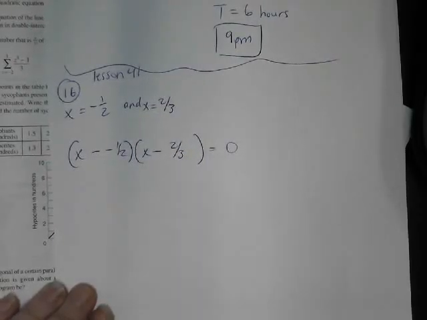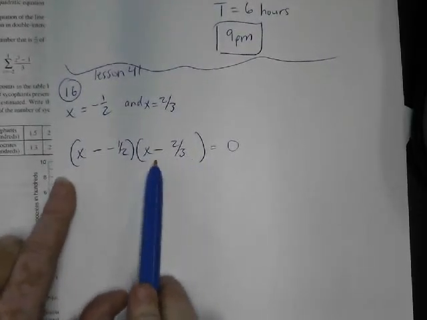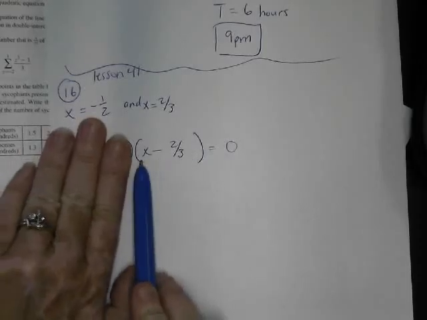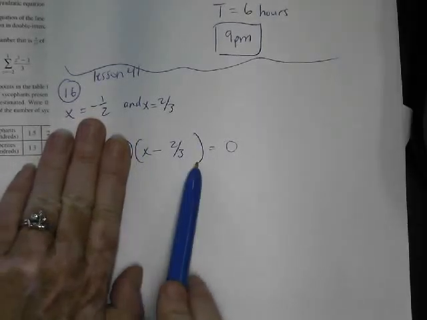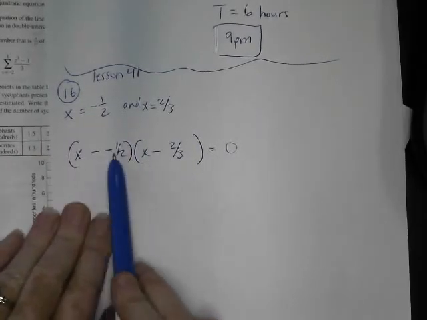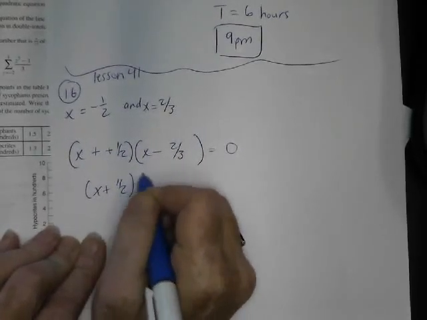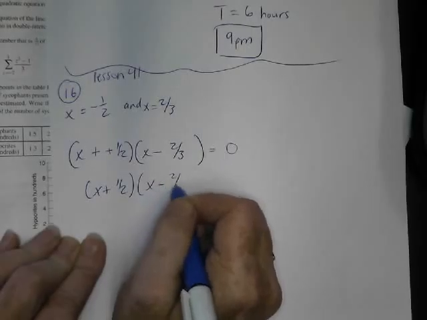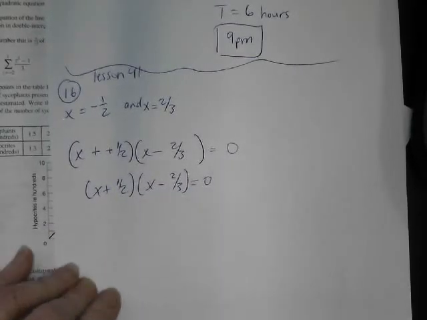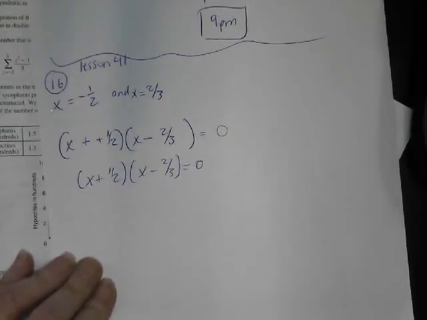right? Because for this to end up the answer being 2/3, wouldn't it have to be minus 2/3? And same, and this is going to be plus, right? So I got x plus a half and x minus 2/3 equals 0. That's how I started out. And then I'll just go ahead and FOIL it out.